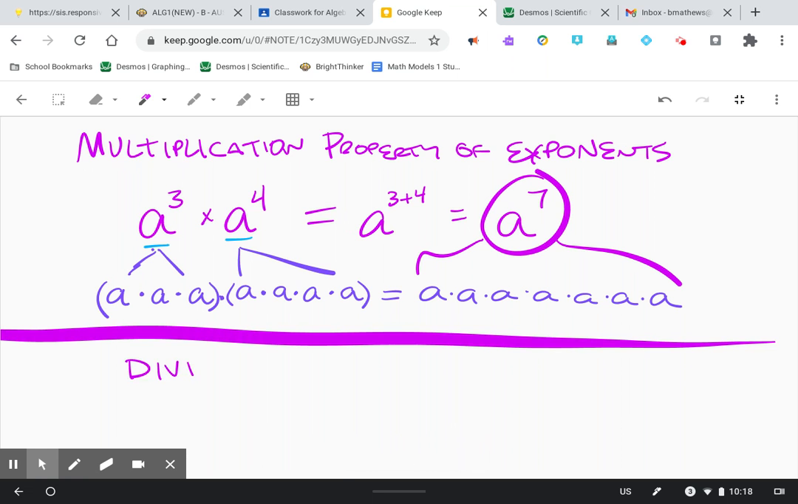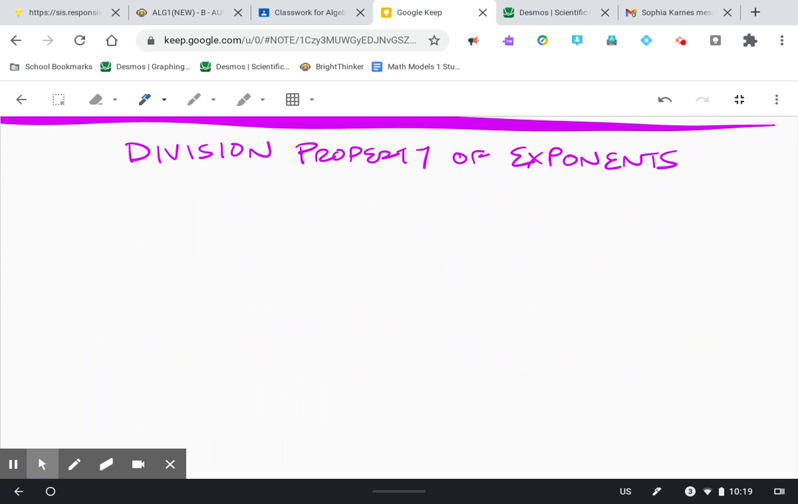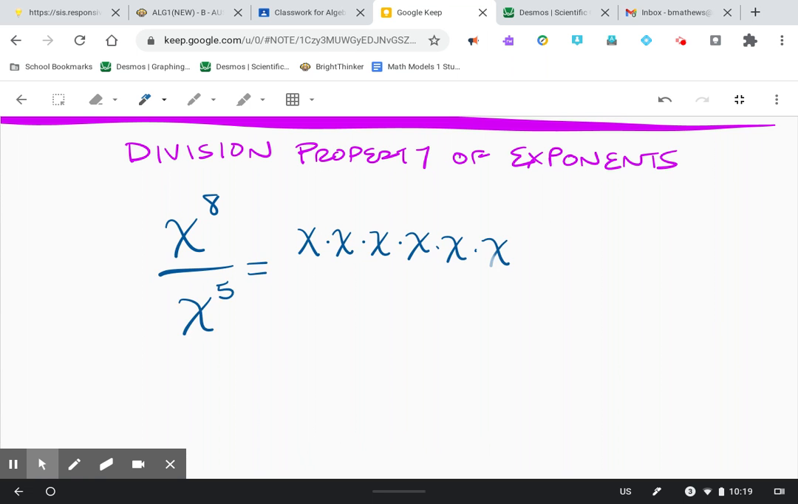Okay, the next one we have is the division property of exponents. The division property of exponents says, in a similar way, when I have two numbers that are being divided that have exponents, I can subtract. And I'm going to explain how this works. We know that this is x times itself 8 times: 1, 2, 3, 4, 5, 6, 7, 8. And we have x times itself 5 times down here.